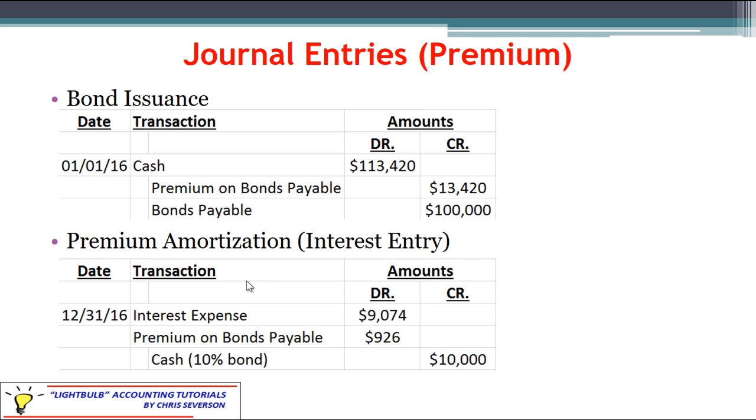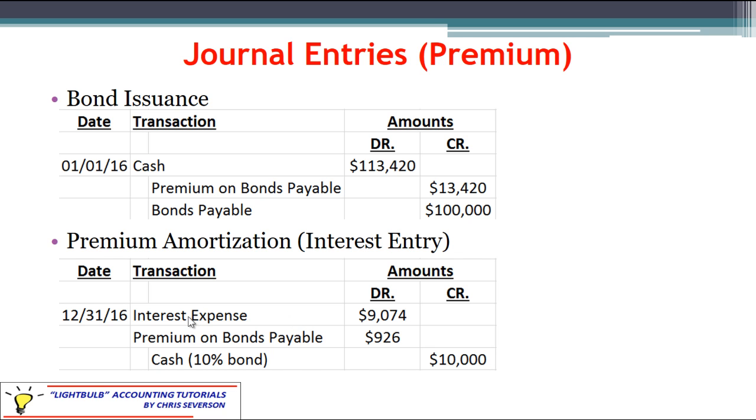Now, when we amortize that, every time we have an interest entry, we're going to have to figure out how much of that premium should be amortized this period. By the way, this first entry will be the same whether we're using the straight line method or the effective interest method. However, the interest expense entry will change depending on which method we're using. Under the straight line method, every year this interest expense entry will be the same. Under the effective interest method that we're using today, every year is going to be different, and we'll see why in just a little bit.